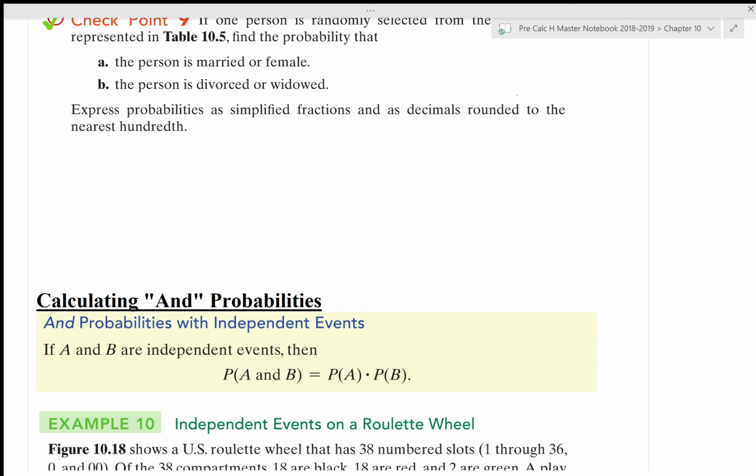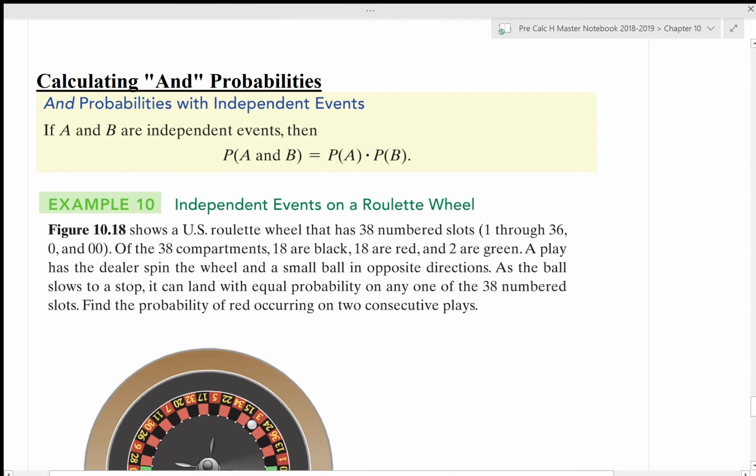Now the last thing we have is "and." All right, so what's the probability that these two things will happen? Okay, this and that. Now, the only one we're going to worry about is independent events. Okay, so the order of the events really doesn't affect it.